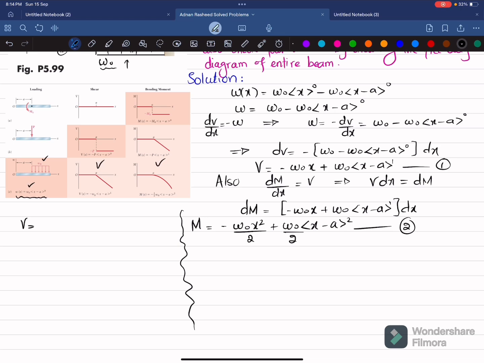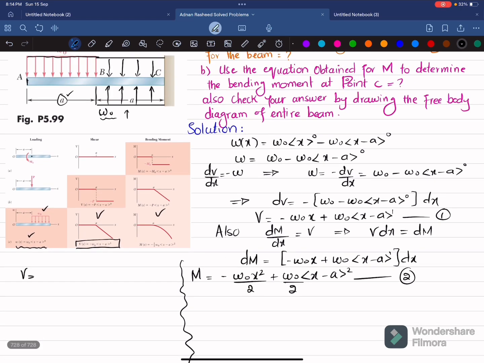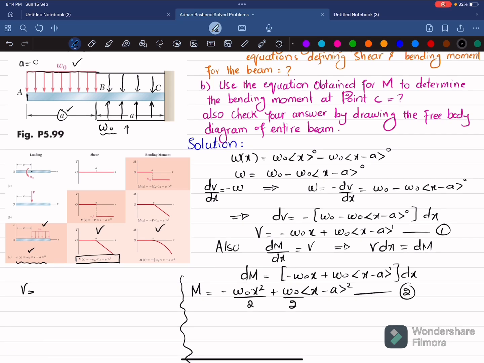Now here you can see the shear force equation is this one. So for the loading shown above, for W naught, it will be equal to minus W naught into x minus a, where a is 0, so x minus 0 power 1, plus, now this load is upward, clear? So for upward it will be a plus value.